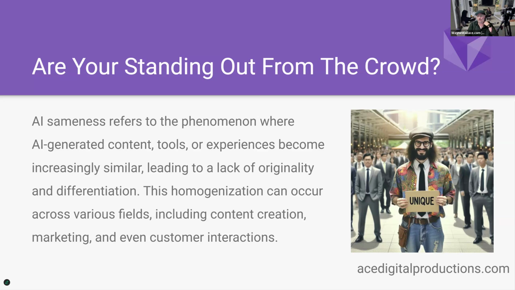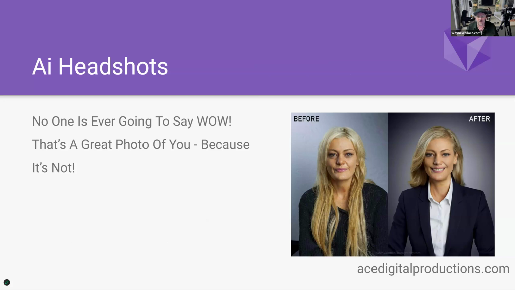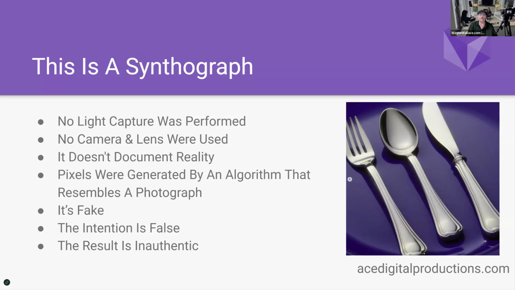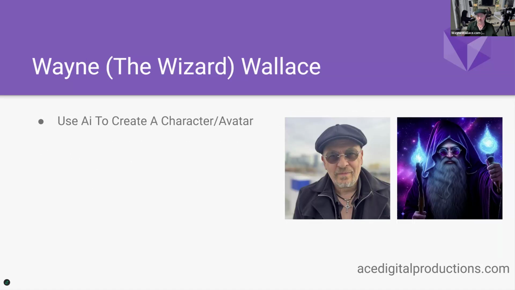Okay. So here's an example of an AI headshot. The before shot is obviously the real shot, and then the after shot is the AI shot. It kind of looks like her, kind of, right? Of course, the snapshot is a bad snapshot. It's not a really good photograph. But I guarantee no one's going to ever look at your AI generated photo and say, wow, that's a great photo of you. Because it's not, as per the definitions I just gave you. It's not a photograph of you. It's a synthograph of you, right? So obviously I'm against AI photo shoots, because they are not the real thing.